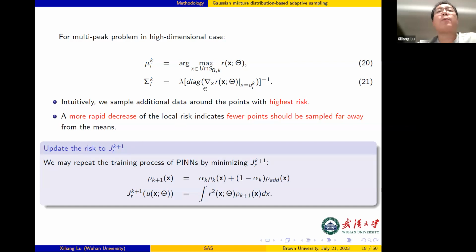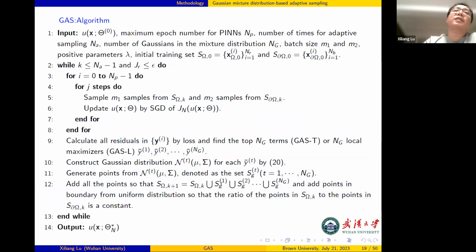All right, so once we have this mu and sigma, we can do iterations. If we combine all these things together, we have this algorithm, which we want to explain in more detail. This is called the Gauss algorithm. Each time we add some sample points. Originally we use a uniform distribution, and every time we add M1 interior points and M2 boundary points.